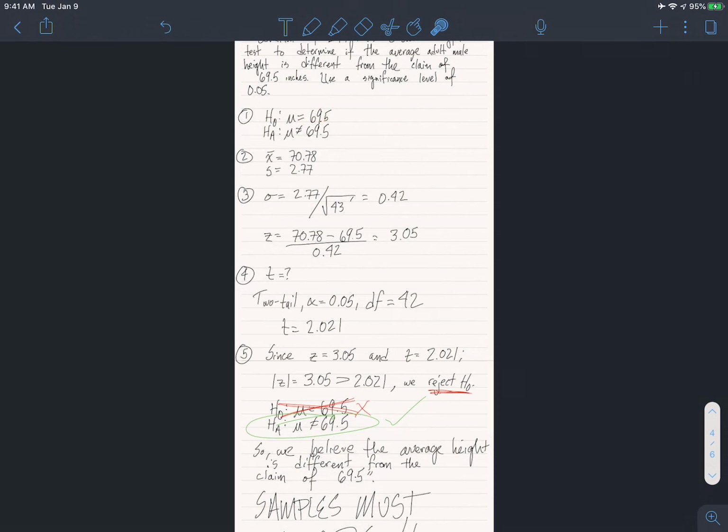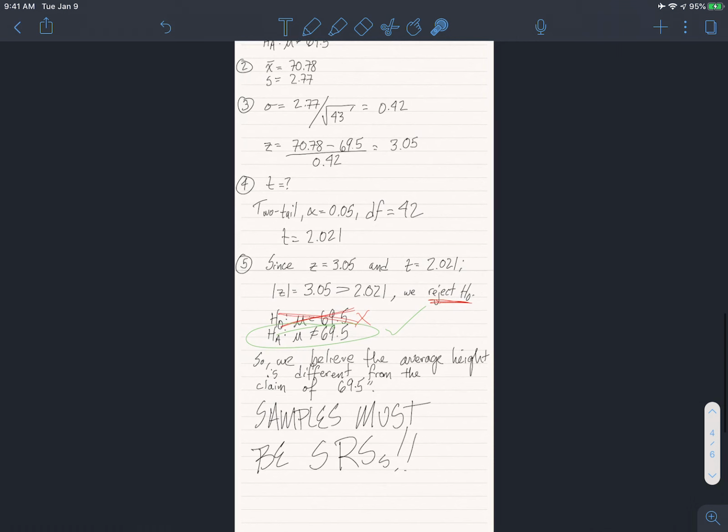So that is a type 1 error. And why did that type 1 error happen? Probably because my sample wasn't random. It wasn't a simple random sample. I just pulled up the list of presidents and their heights. That's not random at all, which would make all of this stuff in the middle junk, right? Because it wasn't based off of a simple random sample.